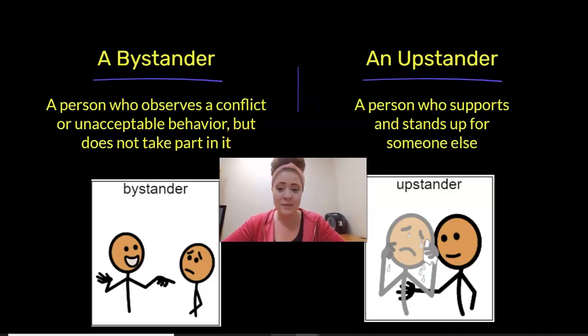Let's talk about the difference between a bystander and an upstander. A bystander is a person who observes a conflict or unacceptable behavior but does not take part in it. An upstander is a person who supports and stands up for someone else.